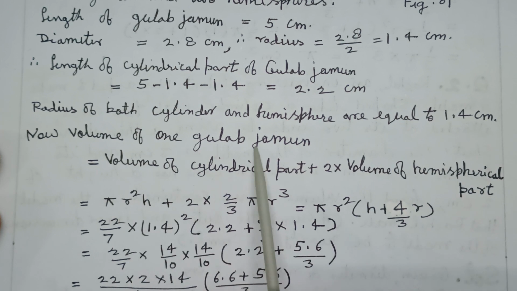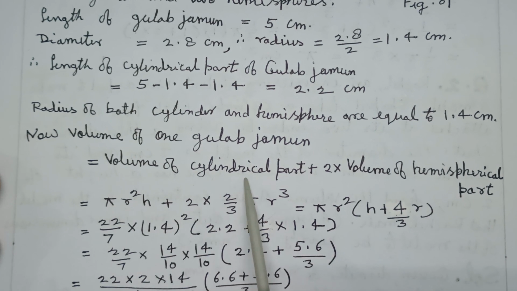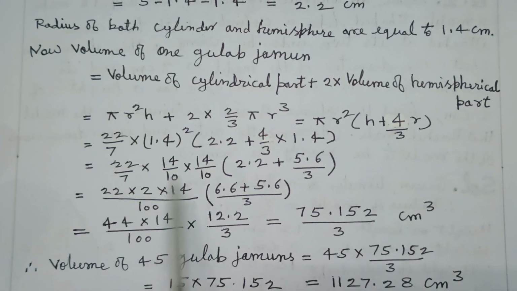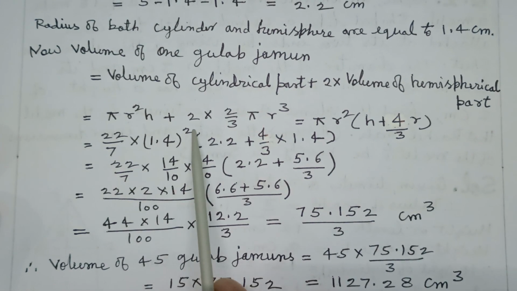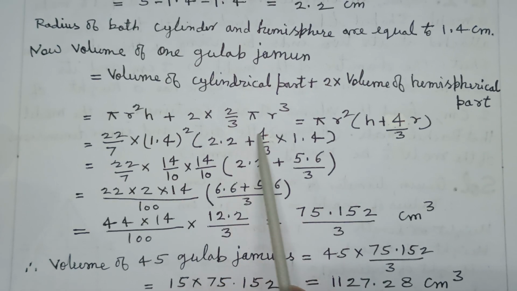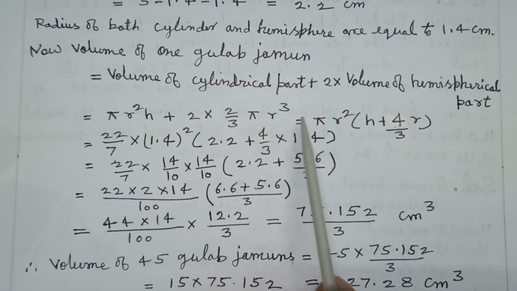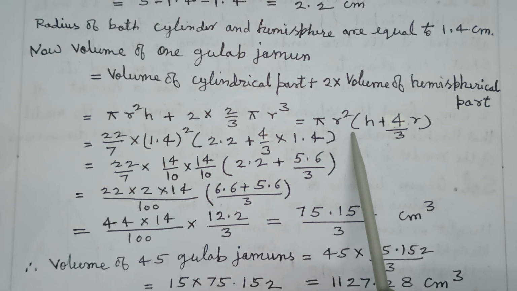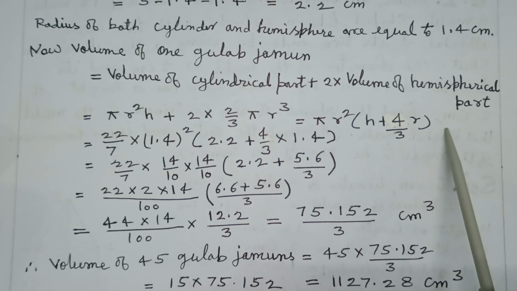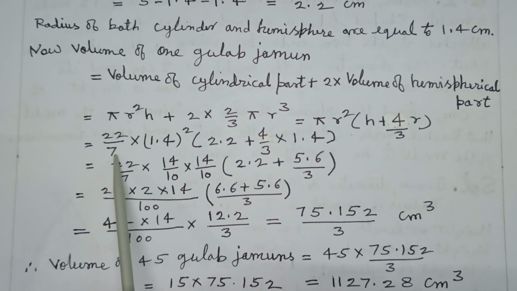Now volume of one gulab jamun is equal to volume of cylindrical part plus 2 into volume of hemispherical part. So is equal to pi r square h plus 2 into 2 by 3 pi r cube, because this is the volume of hemisphere. So is equal to pi r square common taken, in the bracket remains h plus 4 by 3 r. So is equal to, now put the values.